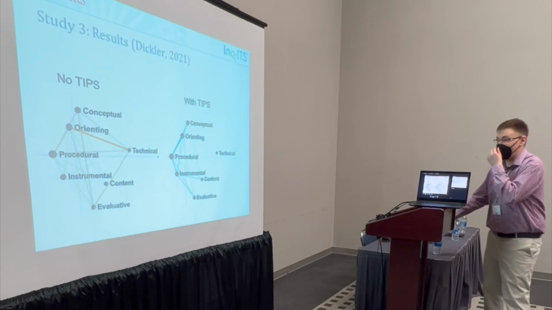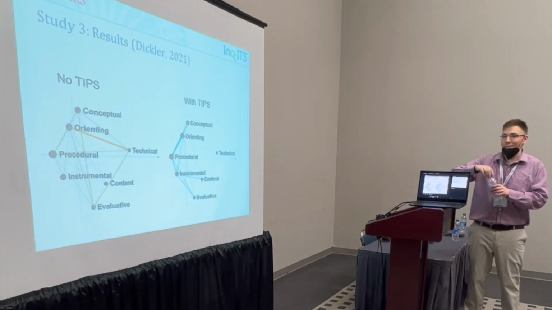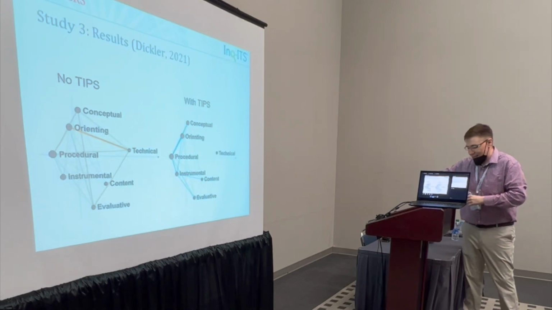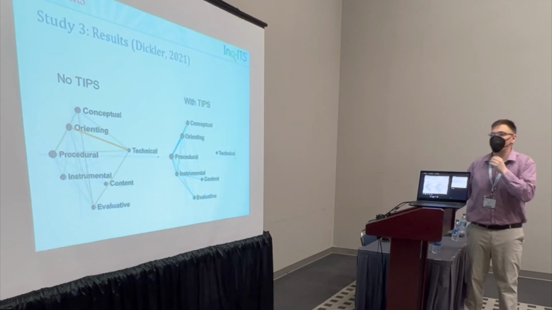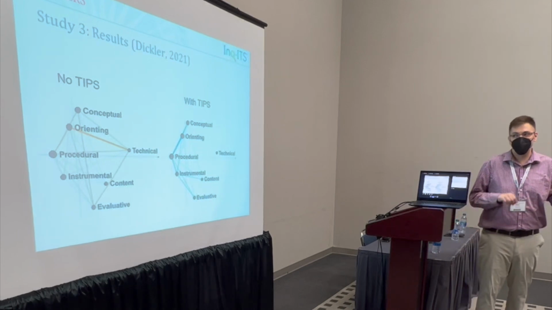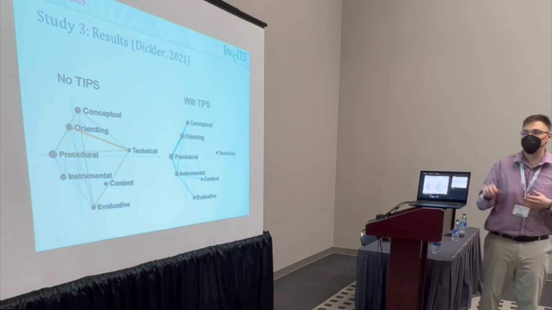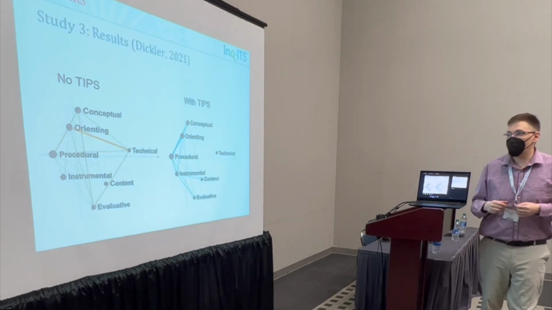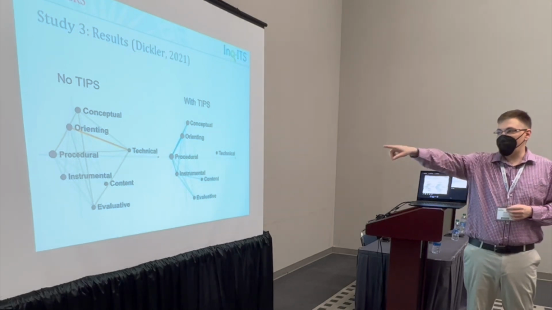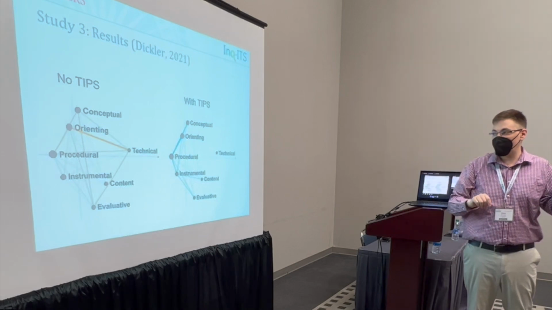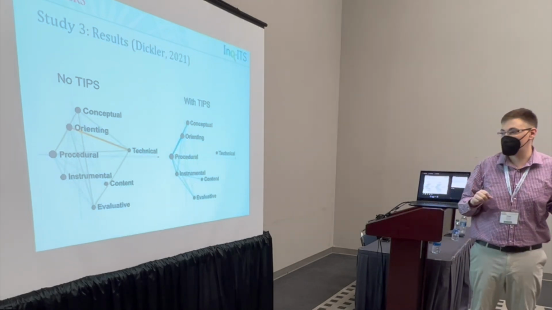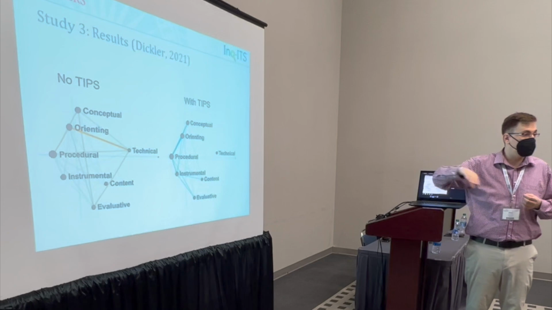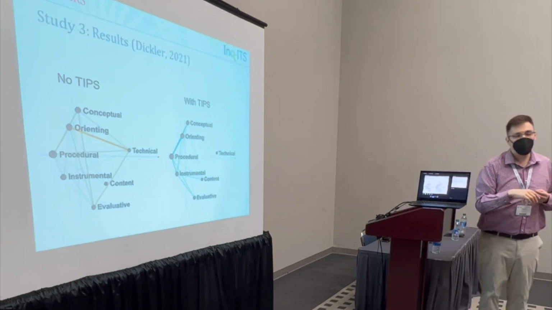And we did this really cool analytical technique called epistemic network analysis. What this essentially does is it takes all of the data and tries to figure out what things teachers were saying in combination with each other. The thicker lines are the things that went together more closely. Without tips, there's that thick orange line there. Teachers were giving more orienting help and technical help, like something wrong with the computer. But with tips, they were giving more conceptual, orienting, and procedural help. Different kinds of feedback. What do you think led to more learning?